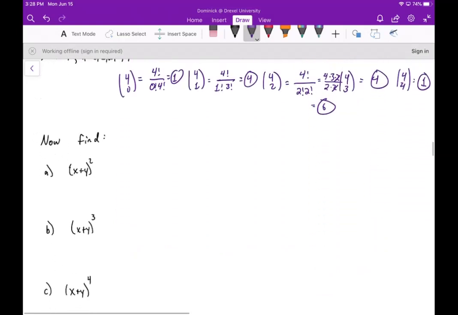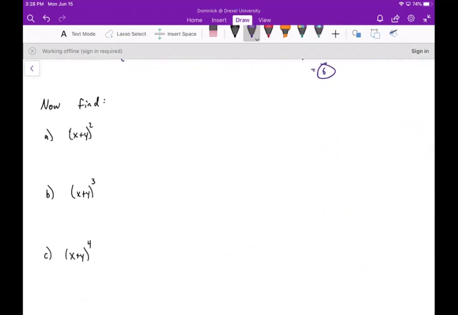Now we're going to find the factored expansions for these. So x plus y squared is x plus y times x plus y. If you FOIL these, you'll find this is x squared plus xy plus xy plus y squared, which is x squared plus 2xy plus y squared.